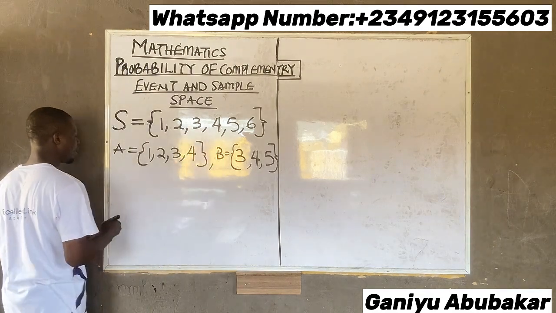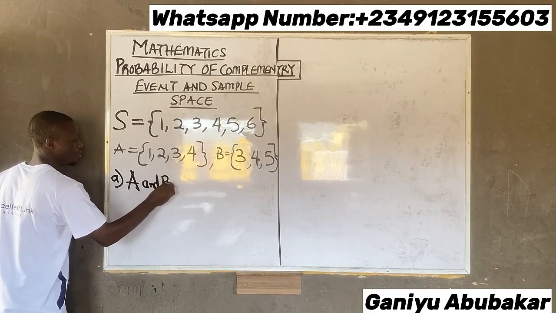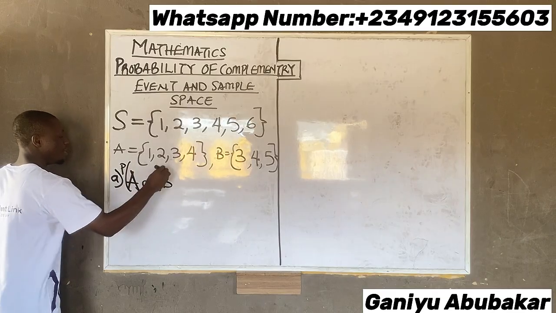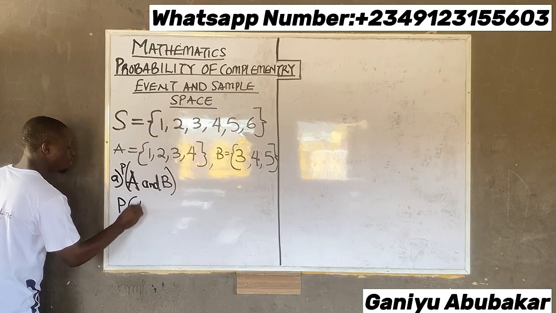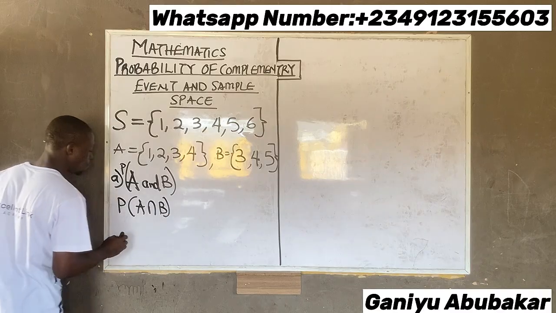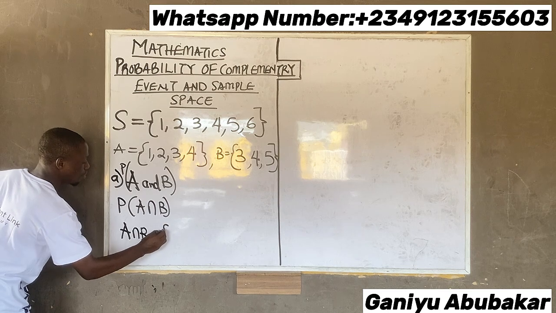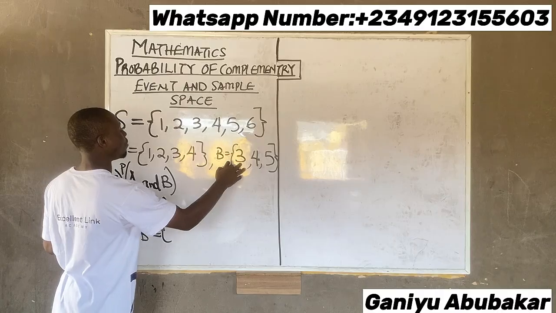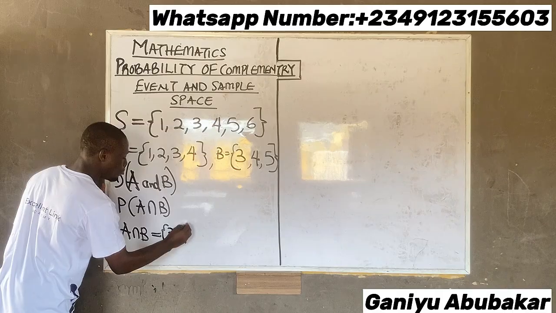We know before now that let's say we're asked to find probability of A and B, right? So we're asked to find the probability of event A and B. This is also written as the probability of event A intersection event B. Your first priority is to find what A intersection B is before you find the probability. A intersection B means what A and B have in common. A and B have 3 and 4 in common. So A intersection B is just 3 and 4, right?